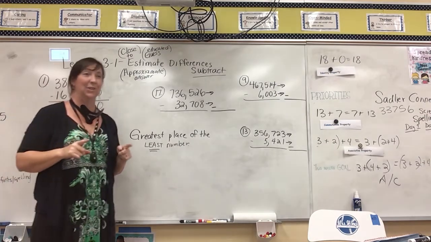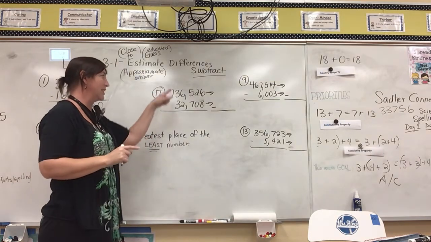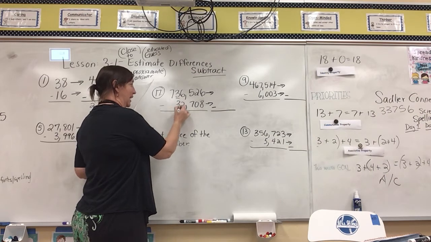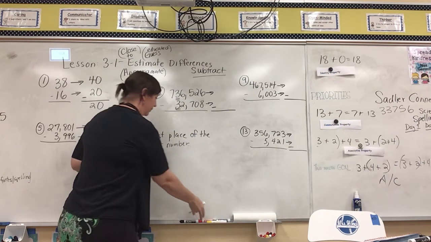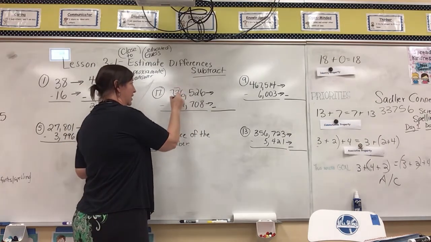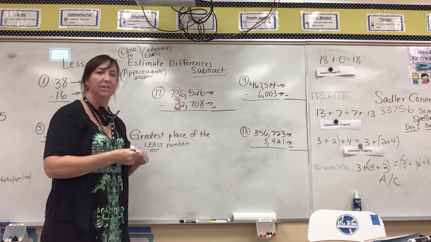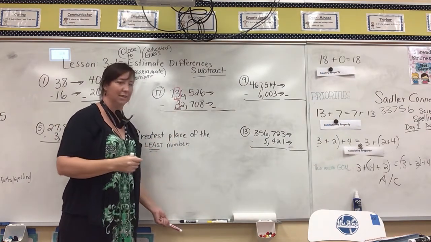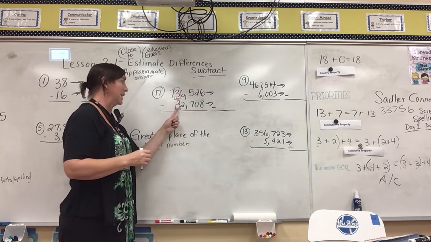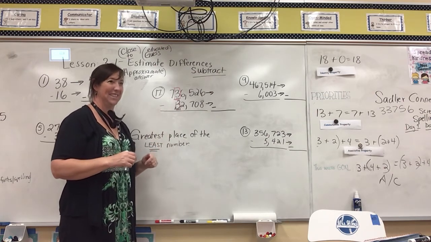Not as easy to do when they have different place values. So what I want you to do when you look at this number is underline the greatest place of the least number. Does everybody see which one it is? So my least number is 32,000 because 32,000 is in the 10,000s place and the other number is in the 100,000s place. So my least number is 32,000. What is that going to estimate to? Christopher?